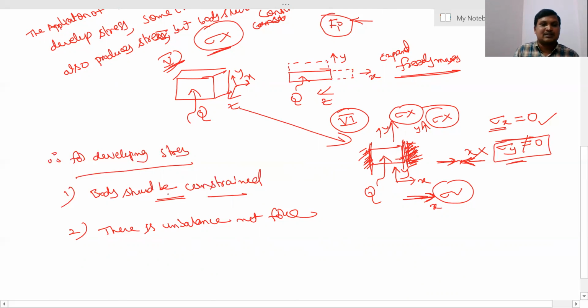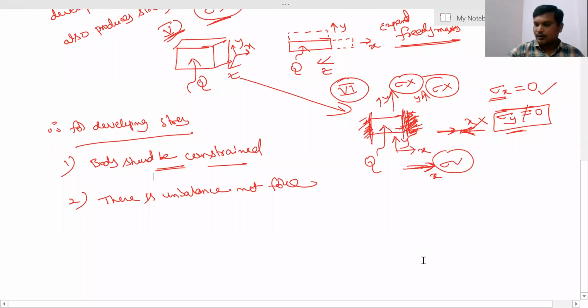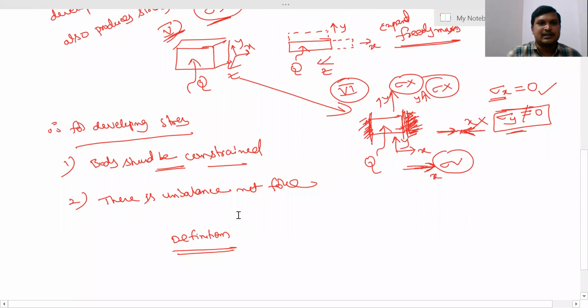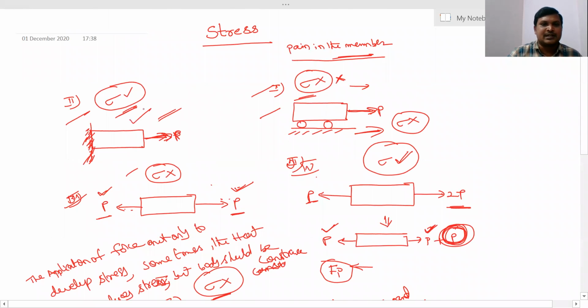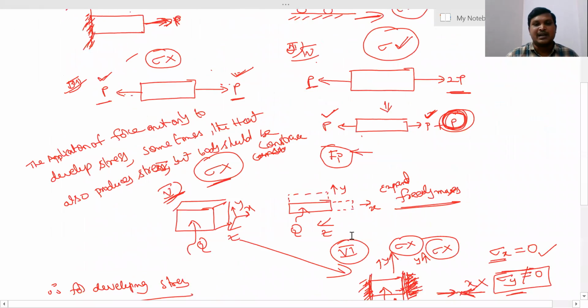So for developing stress, there should be two considerations. The first one is the body should be constrained, and there should be an unbalanced net force. Is it clear? Okay. So for a definition, in the first case there is no internal resistance force generated. In the second case and the fourth case, an internal resistance force is generated. That means there is a pain in the member.